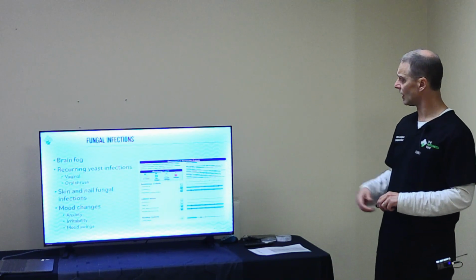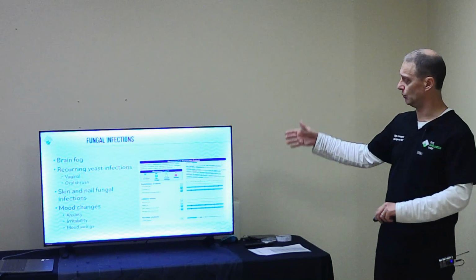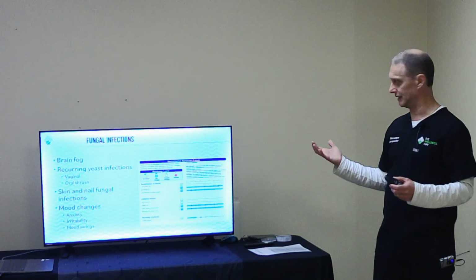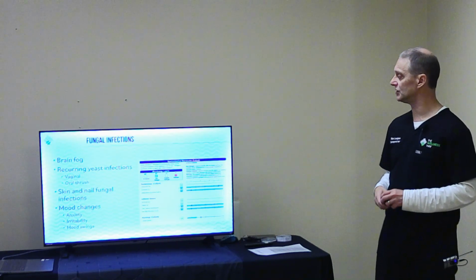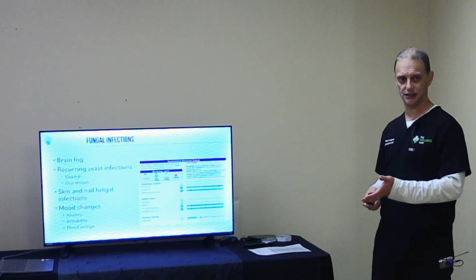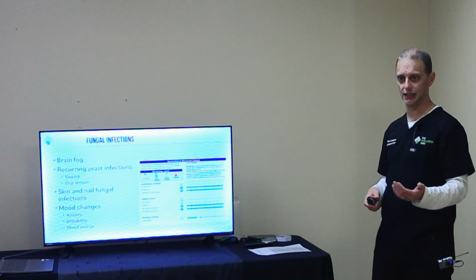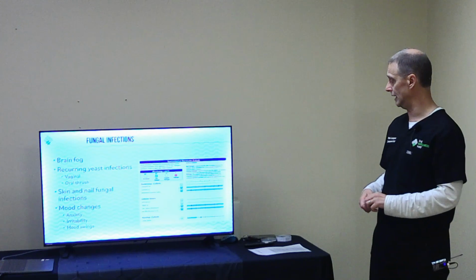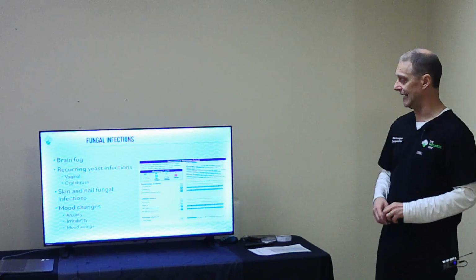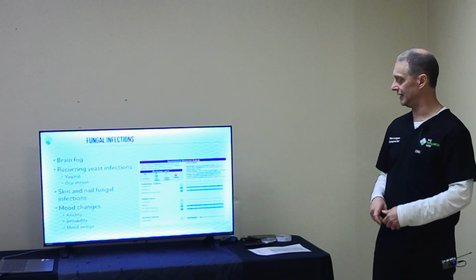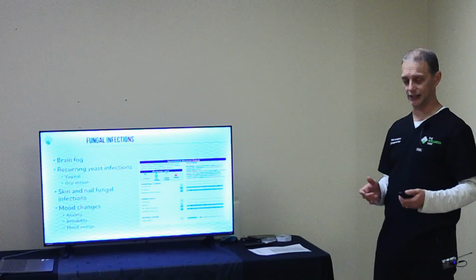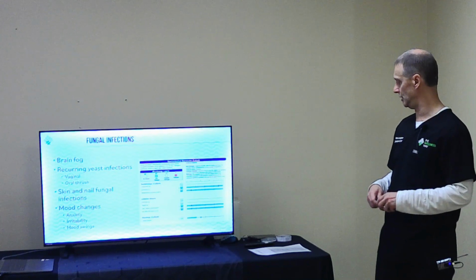So when we look at fungal infections, you want to look at a symptom like brain fog. That's another one that'll commonly show up. You might see recurring yeast infections, like vaginal yeast infections, or oral thrush could be another one. You might notice skin or nail fungal infections. You might see anxiety, irritability, or different mood swings or mood changes associated with this.